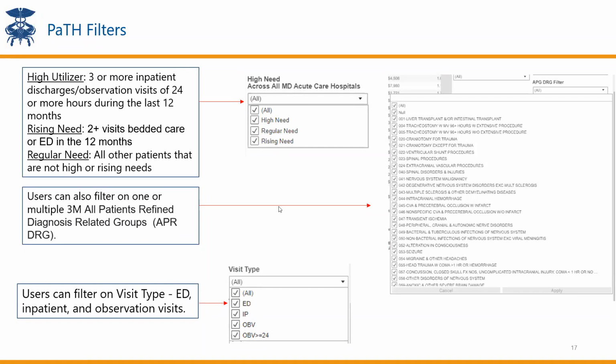We also have APR-DRG filters, and you can think of this as the main reason for the visit of the patient. It is the 3M methodology to group diagnosis groups together, but you can think of it as the main reason for the visit. And users can also filter on visit type. So you can just look at inpatient only if you want to, or include all of the available visit types: ED, observation, greater than, and less than 24 hours.